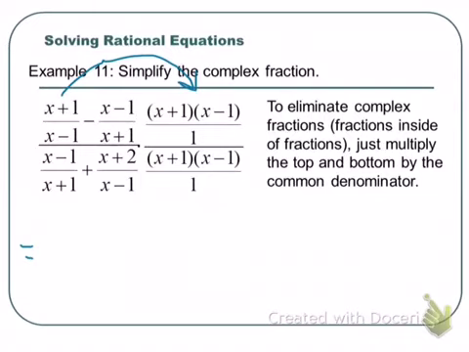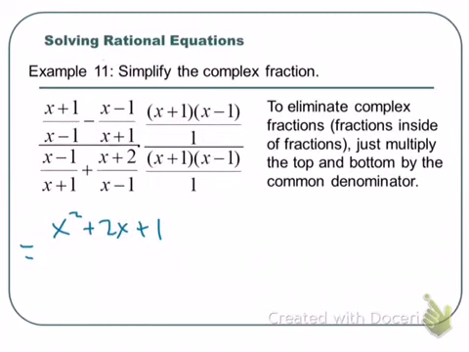What cancels when I multiply this first term by this thing here? The x minus 1s will cancel, right? So I'll be left multiplying x plus 1 times x plus 1, which is x squared plus 2x plus 1.